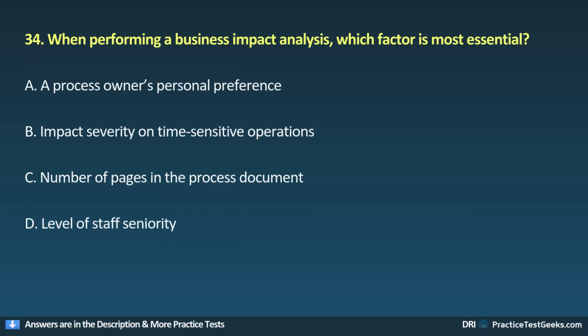34. When performing a business impact analysis, which factor is most essential? A. Process owner's personal preference. B. Impact severity on time-sensitive operations. C. Number of pages in the process document. D. Level of staff seniority.